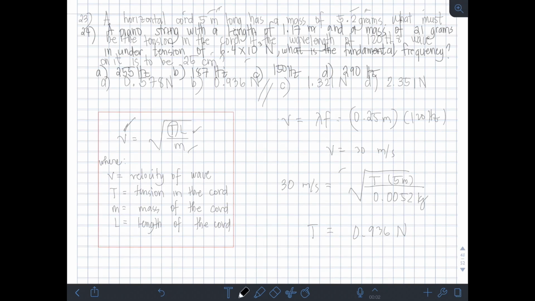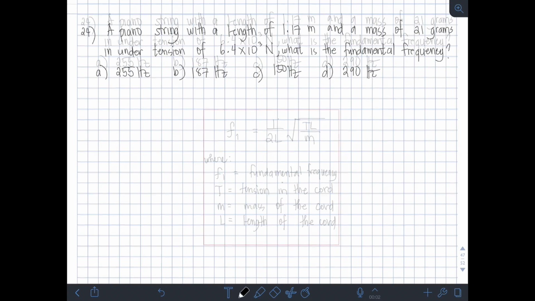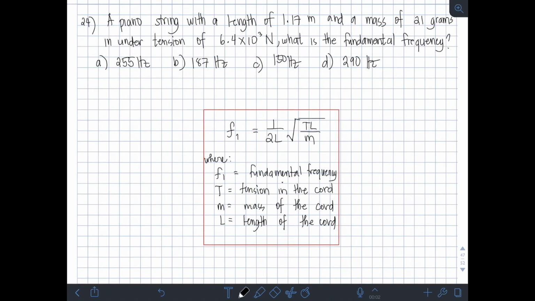Okay? Next, we have a piano string with a length of 1.17 meters and a mass of 21 grams under tension of 6.4 times 10 raised to the third Newton. What is the fundamental frequency? Okay, so meron lang tayong formula dito for the fundamental frequency of a stretched string. Ito yung formula natin for the fundamental frequency of a stretched string.